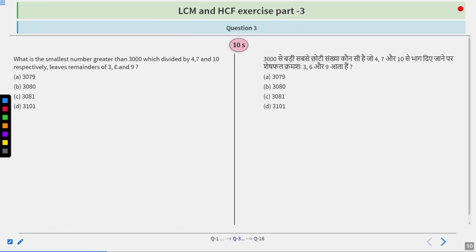What is the smallest number greater than 3000 which divided by 4, 7 and 10 respectively leaves remainders of 3, 6 and 9? And options are 3079, 3080, 3081 and 3101. These are the options. I'm giving you 10 seconds to find the correct answer. After that, I will do the solution for you.